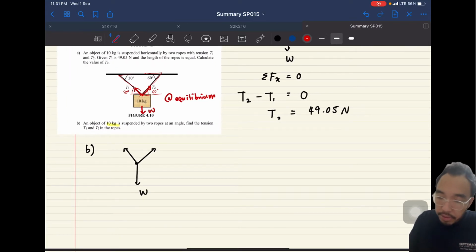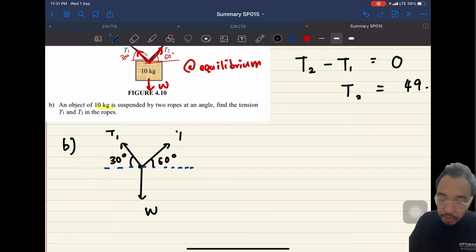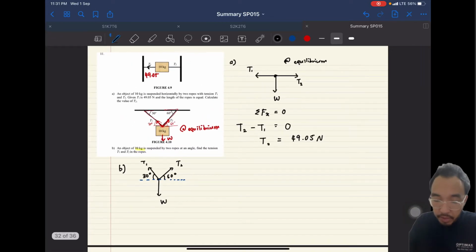If I want to draw it on my free body diagram, which you should do if the question asks you to draw the free body diagram, you really need to label the theta. You get marks there. So this one is 60 degrees and this one is 30 degrees, and don't forget to put T1 and T2. If you draw the free body diagram like this, you get 2 marks.